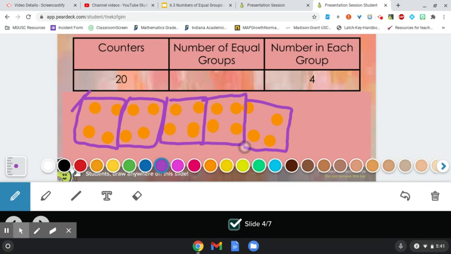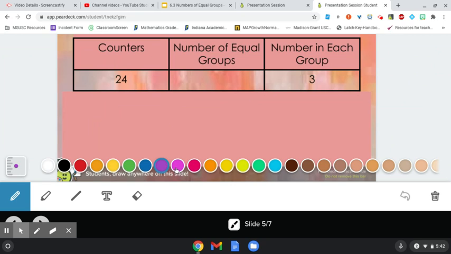And if you said 5, you are correct. So 5 would go right here. And you can see here, 4 times 5 equals 20, which means that 20 divided by 4 equals 5, or 20 divided by 5 equals 4. So we've got those fact families playing a role again.